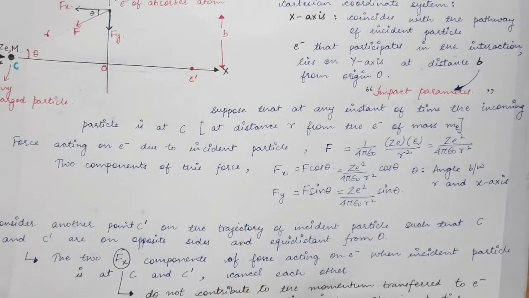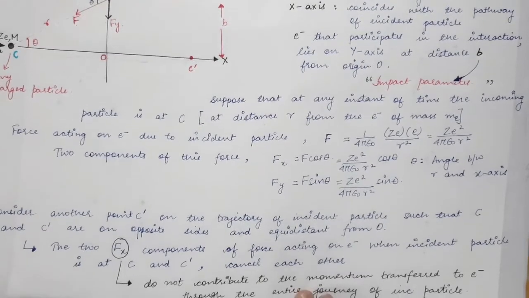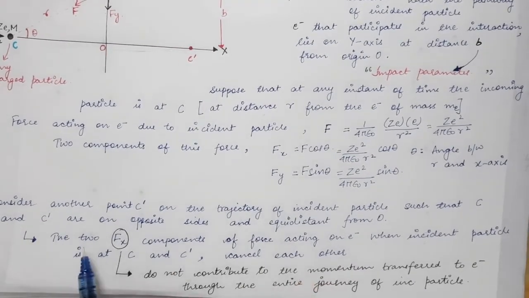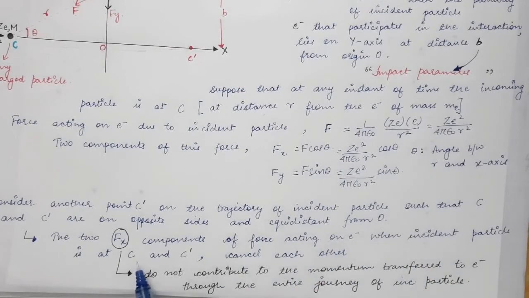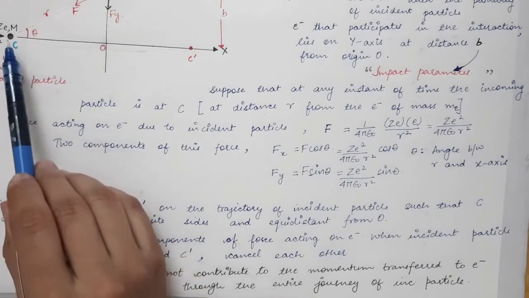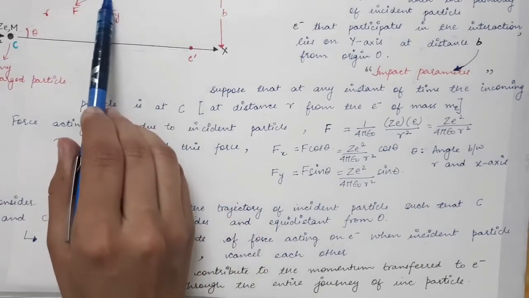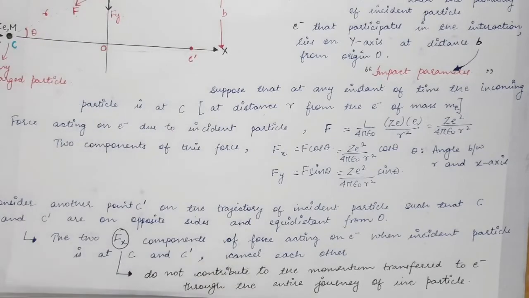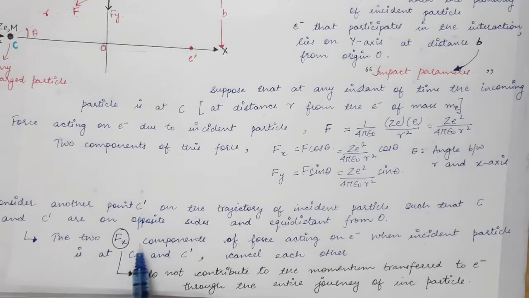The two Fx components of the force acting on the electron when the incident particle is at C and C prime will cancel with each other because they are in the opposite direction. Therefore, the x component of the force does not contribute to the momentum transfer to the electron through the entire journey of the incident particle.